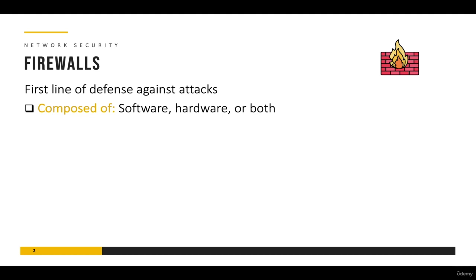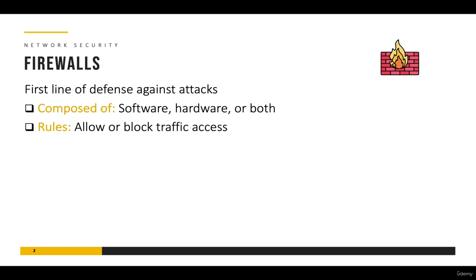For instance, hardware-based firewalls have a big advantage in the sense that they are very quick and fast because they have dedicated hardware. And if you have a big corporate network with lots of traffic outgoing and incoming, then it makes sense to invest in a hardware-based firewall because it is very fast and more efficient.